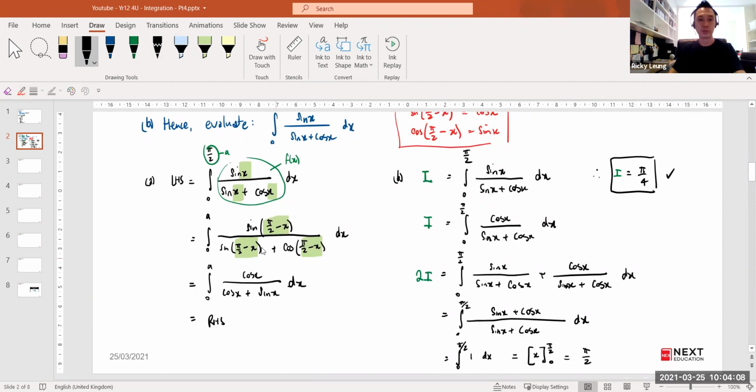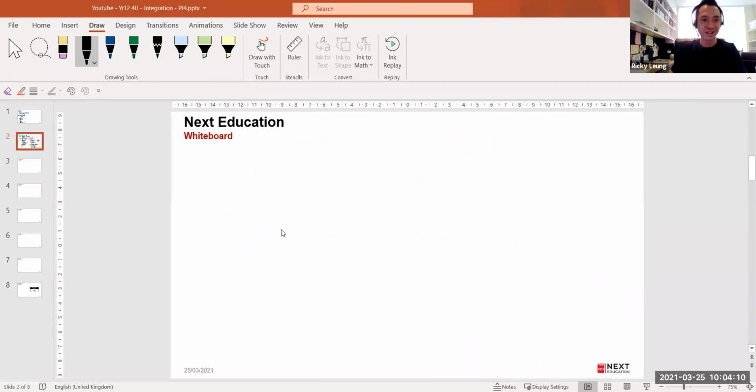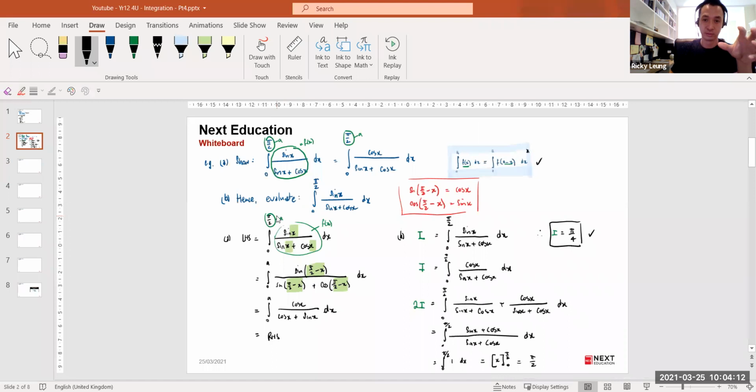That's how you do it. So by using the symmetry, I say to myself, I can't do these individually. I can't do sine on sine plus cos or cos on sine plus cos, but together, when I add them together, I can actually get an integral that's quite simple. That's how you use the symmetry property, or the symmetry case.